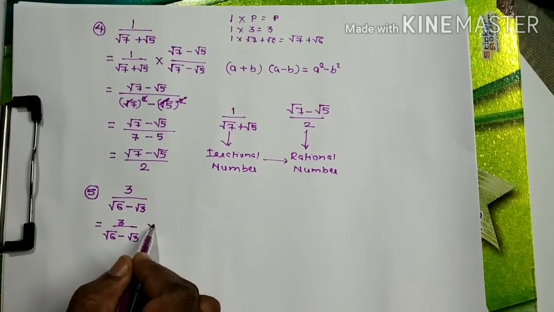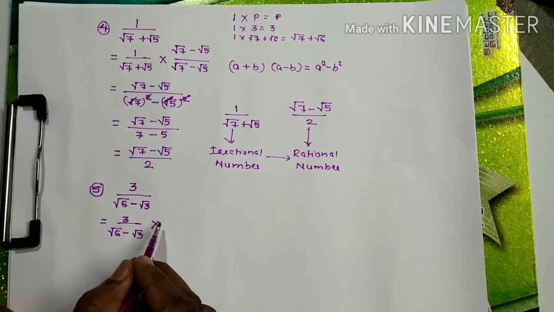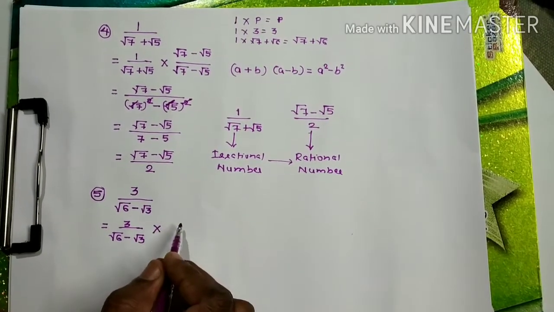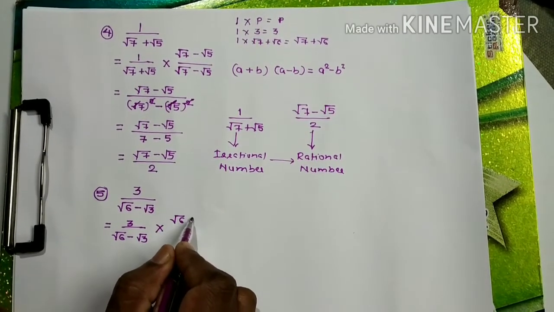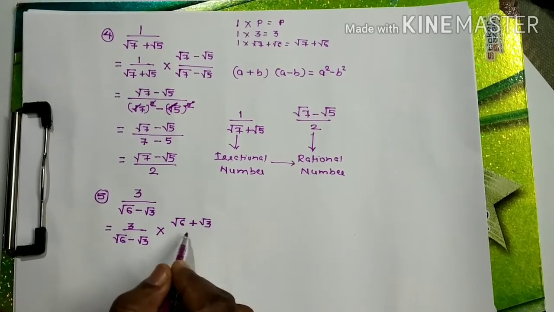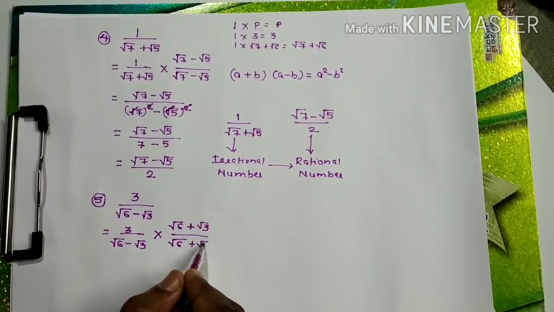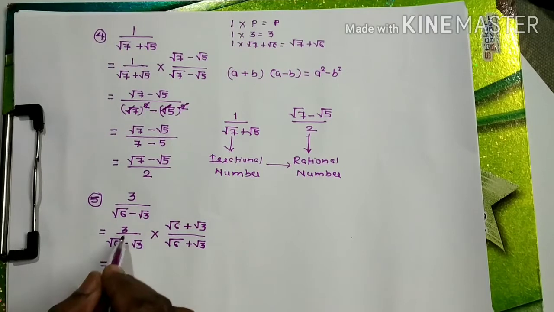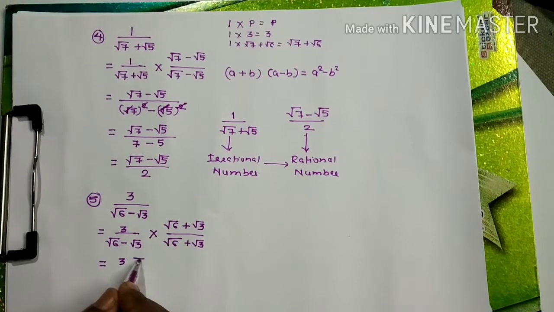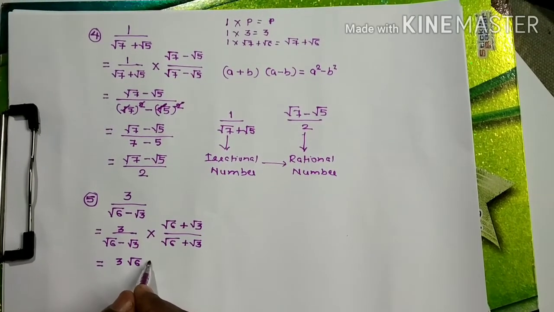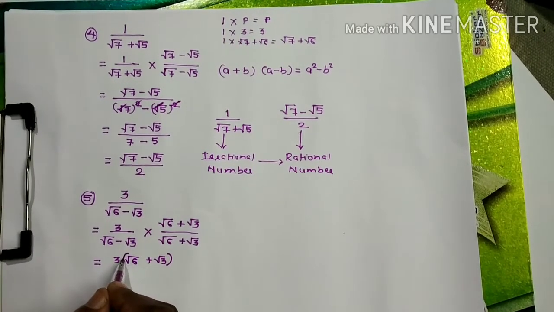You have to use the multiplication sign. Then you have to use the conjugate here. So this minus sign will get changed to a plus sign. So this will become root 6 plus root 3 divided by root 6 plus root 3. Next step is 3 multiplied by root 6 plus root 3. So we will use a bracket here.